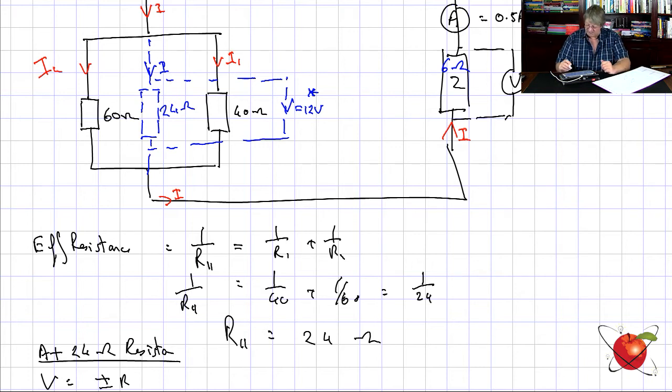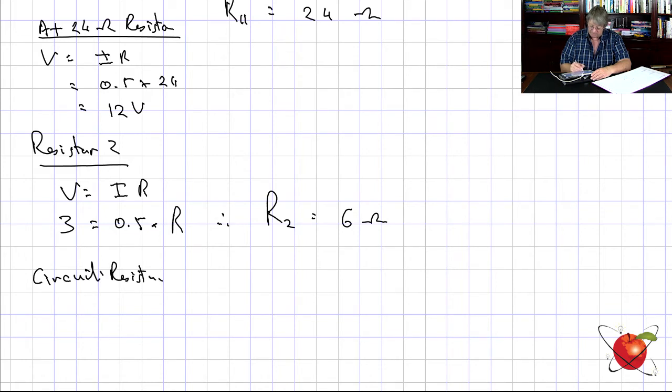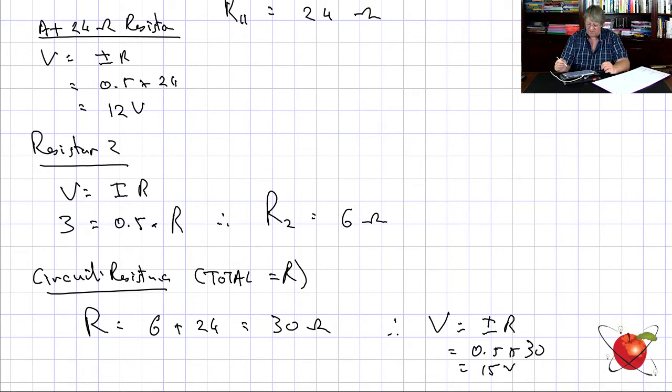Okay. Now, let's say I do something else now and I say, all right, therefore what is V of the circuit? Circuit resistance, in other words, total, which is R. R is going to be equal to 6 plus 24, which is going to be 30 ohms, isn't it? Therefore, V is going to be equal to IR, which is going to be 0.5 times 30, which is 15 volts, which is what we've worked out before. Okay? I'm just showing you different ways you can do it.